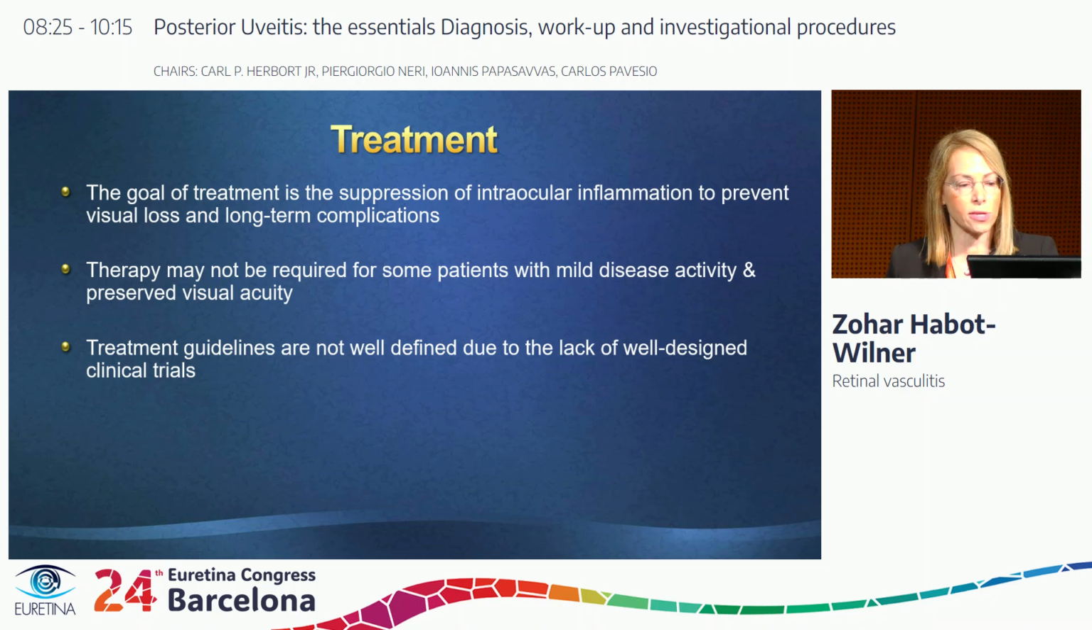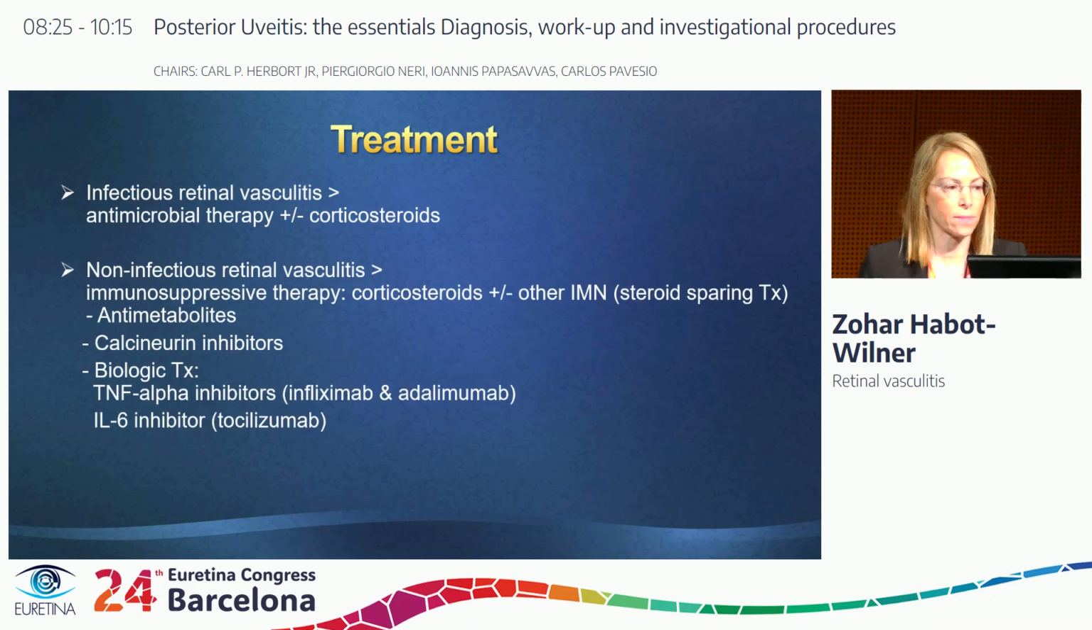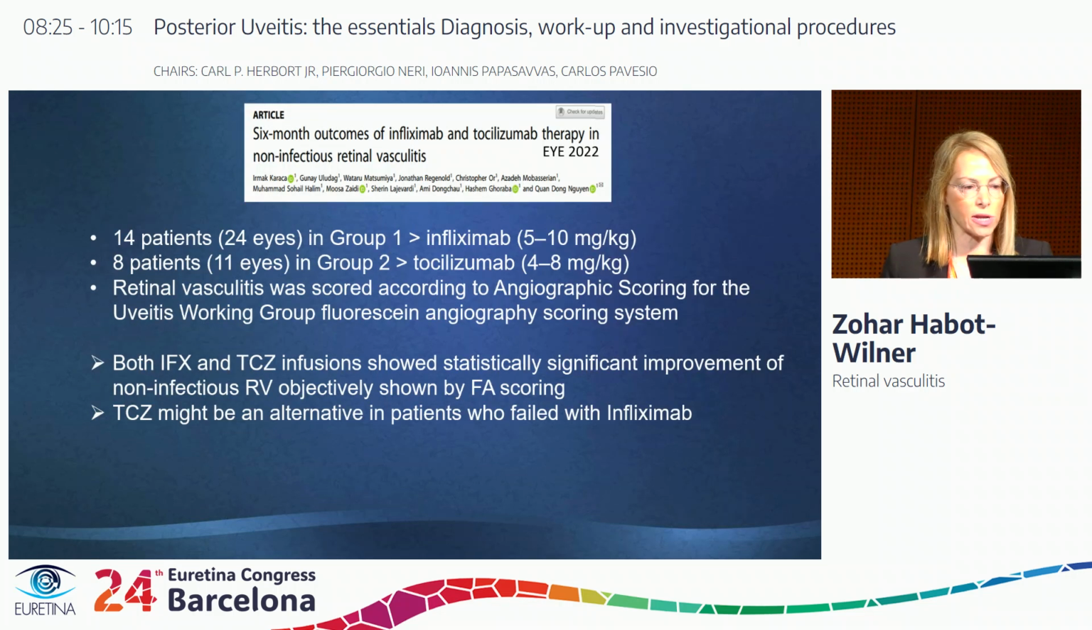Regarding treatment guidelines, they are not well defined due to lack of well-designed clinical trials. But we should also know that for infectious retinal vasculitis, we should always treat with an antimicrobial treatment and sometimes also add corticosteroids. And for non-infectious disease, always use immunosuppressive treatments. The mainstay are corticosteroids, but in many cases, we do add other immunosuppressives. And of course, nowadays, the use of biologic treatments with the TNF-alpha inhibitors and the IL-6 inhibitors.